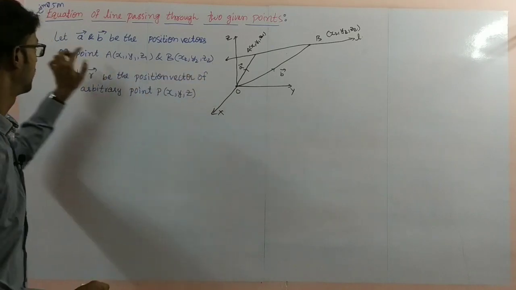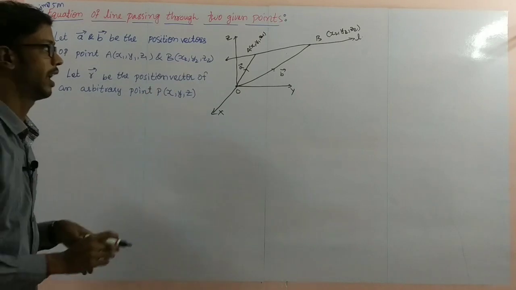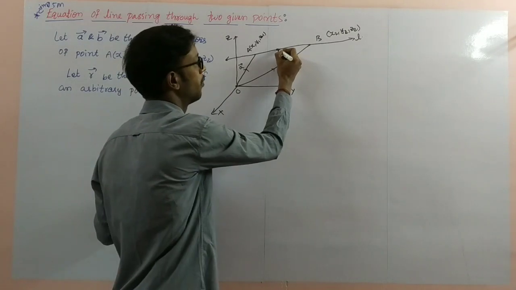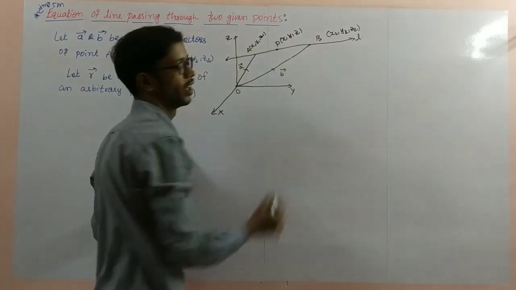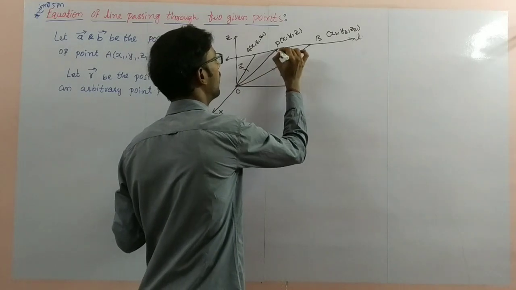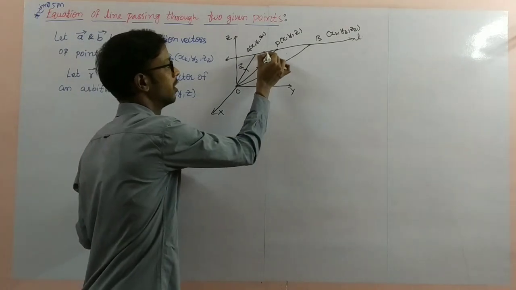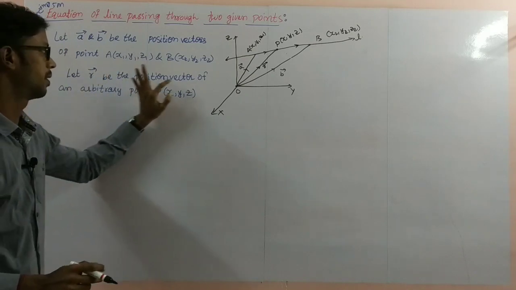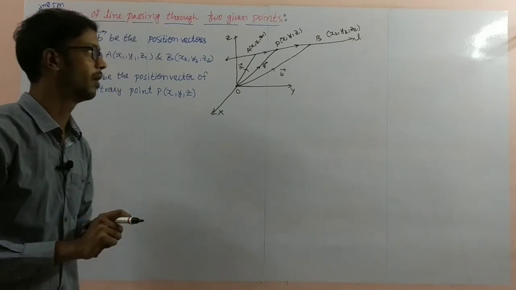So A bar, B bar are the position vectors of points A and B. Next, let R bar be the position vector of another point, an arbitrary point x comma y comma z. I am taking the arbitrary point P. Now join OP, and take that as R bar. Here the arrows are important. So R bar is the position vector of the arbitrary point P of x comma y comma z.